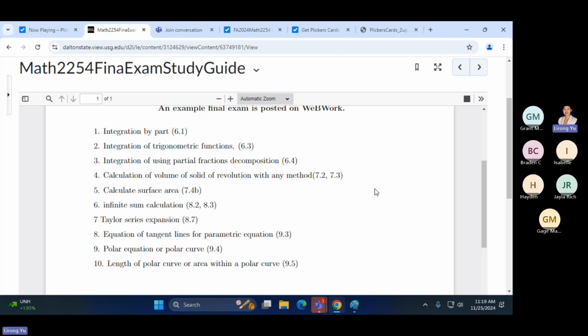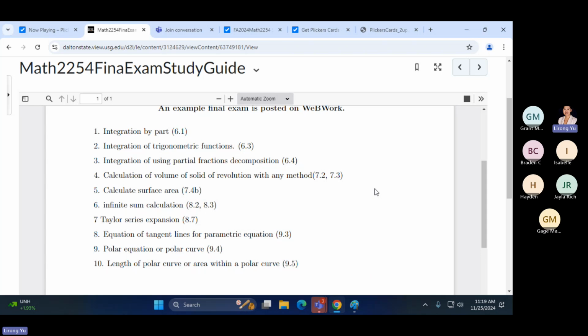Ignore the B. 7.4 was using integration to find length of the curve or using integration to find surface area. And then we have chapter 8. So I picked two questions from chapter 8. How do you calculate infinite sum? And the other one is how do you expand any function with Taylor series expansion?